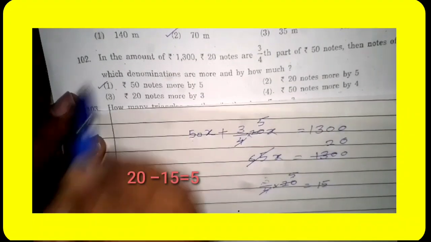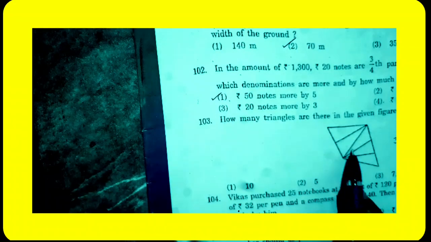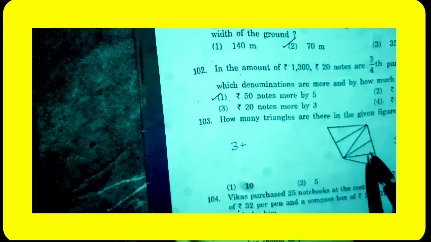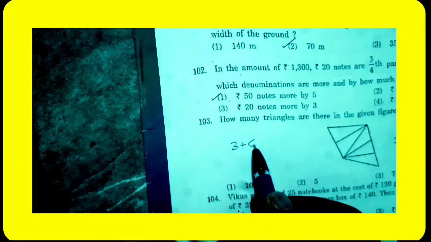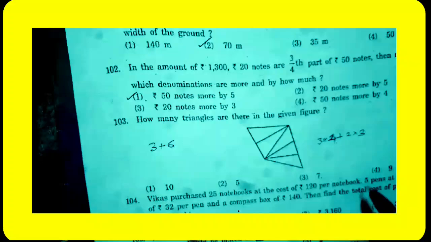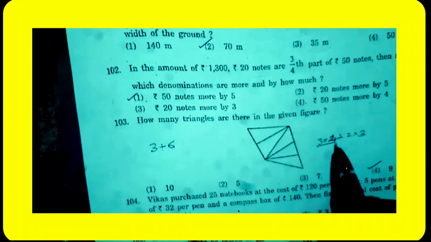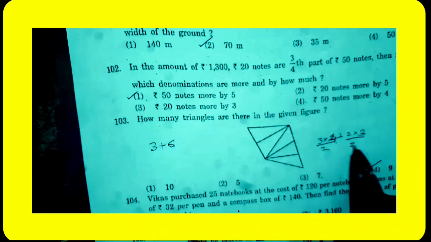Our answer is first. This is 1, 2, 3. This is 1, 2, 3, 4, 5, 6. 3 plus 6 is 9, our answer. We can also do this.